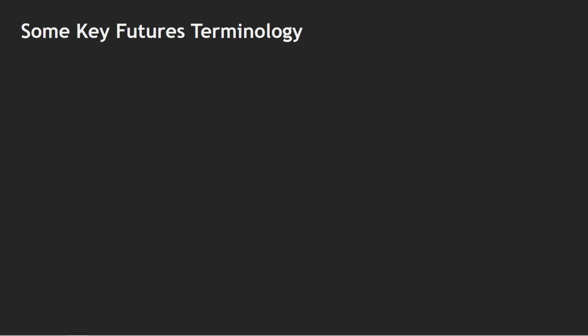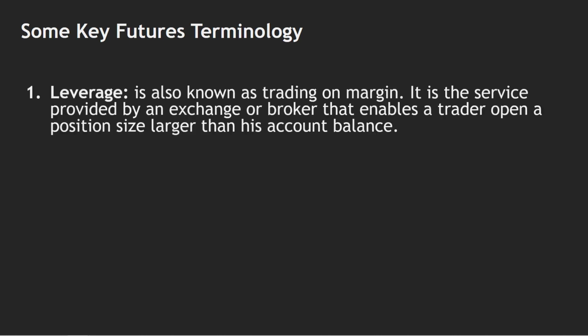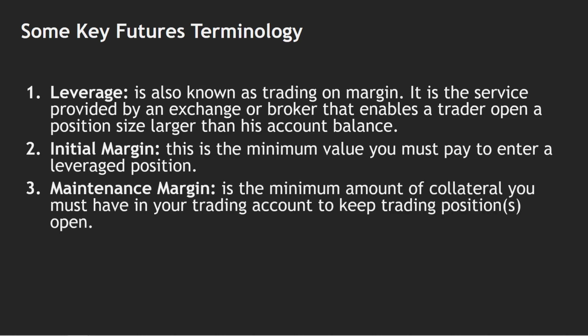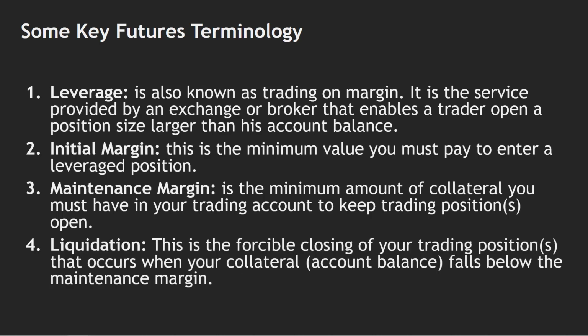Some key futures terminology. One, leverage. This is also known as trading on margin. It is a service provided by an exchange or broker and enables a trader or investor to open a position size larger than his account balance. Two, initial margin. This is the minimum value you must pay to enter a leverage position. Three, maintenance margin. It is the amount of collateral you must have in your trading account to keep trading positions open. Four, liquidation. This is the forcible closing of your trading positions that occurs when your collateral falls below the maintenance margin.